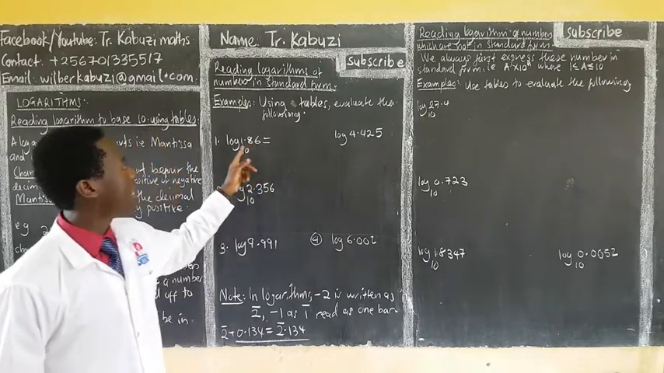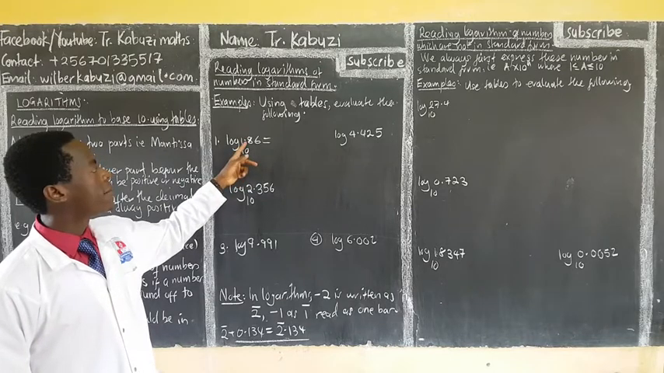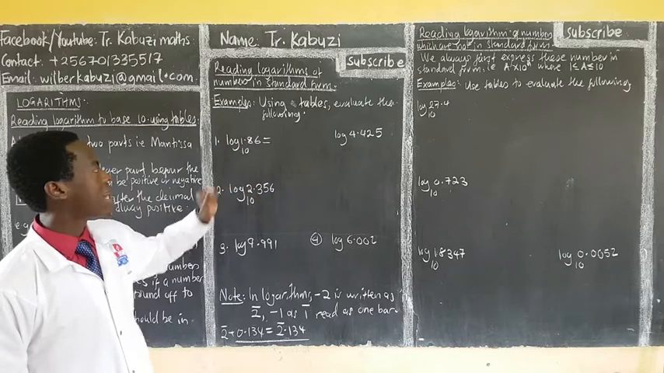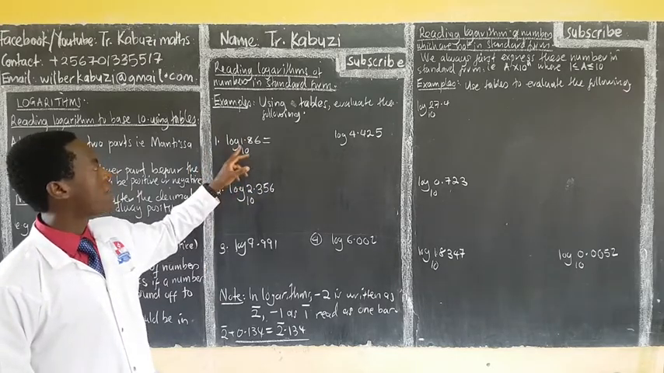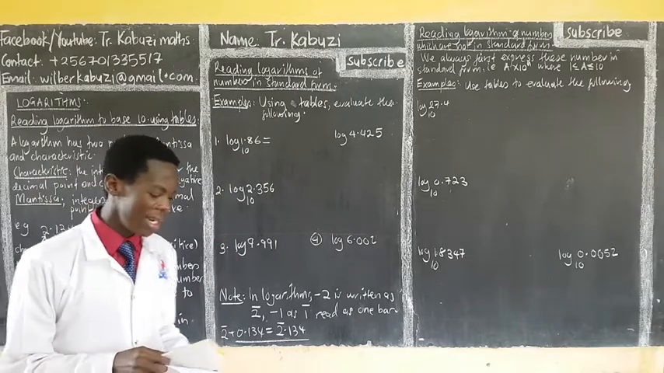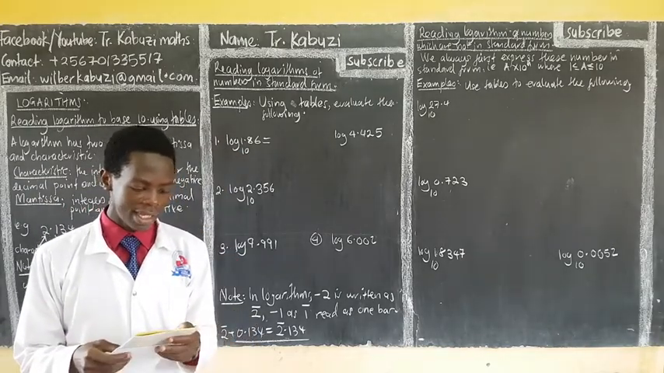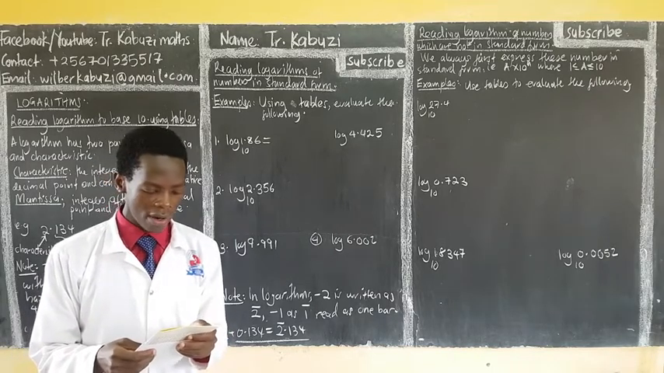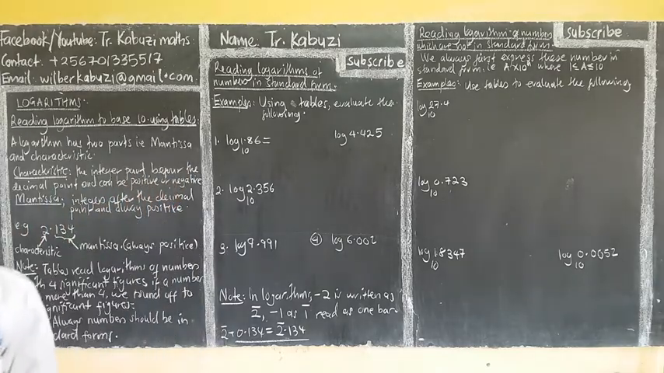You first check that it's in standard form. Standard form means the first digit before the decimal point is between 1 and 10. That's how it's standard form. It has 3 significant figures, 1, 2, 3. So now we can read it using the table. So open your table and then we see what we have. Let me show you there.